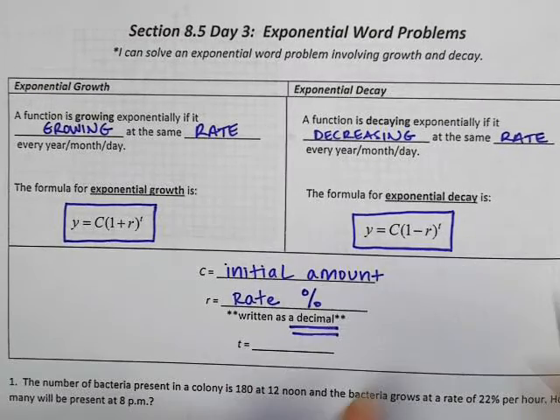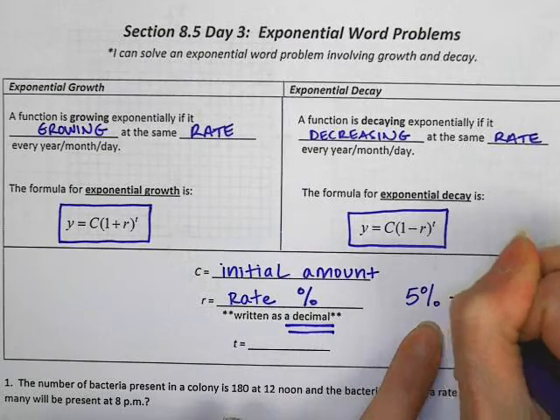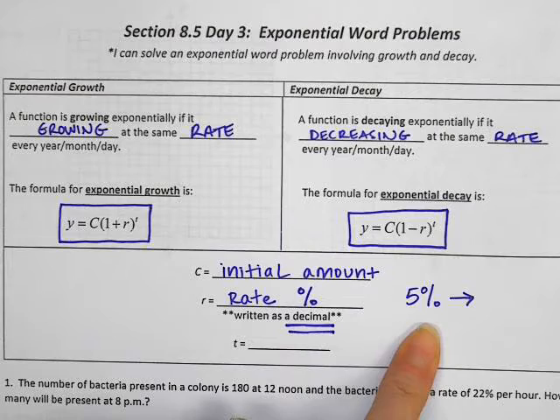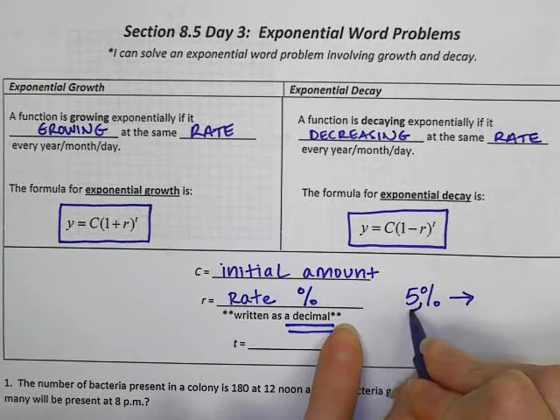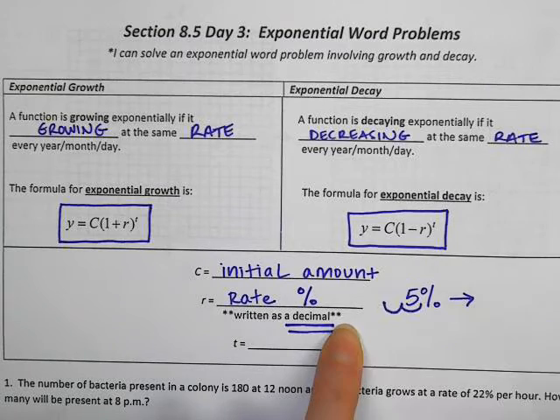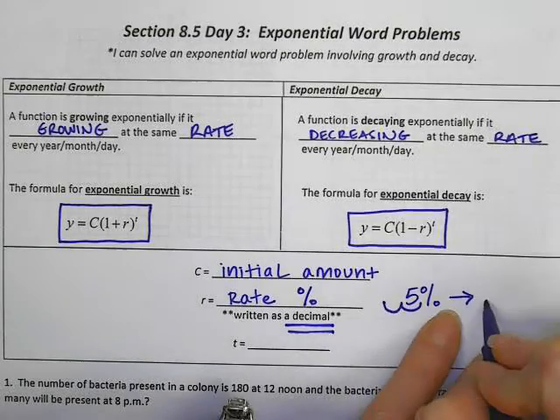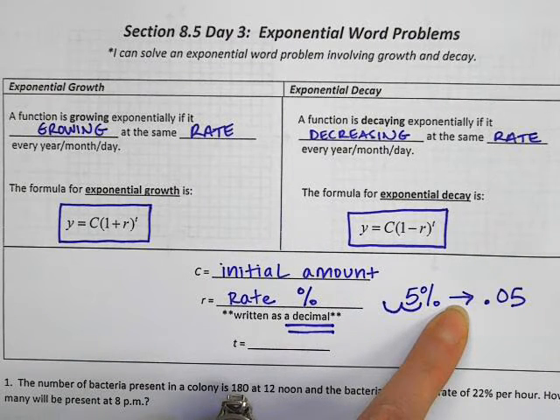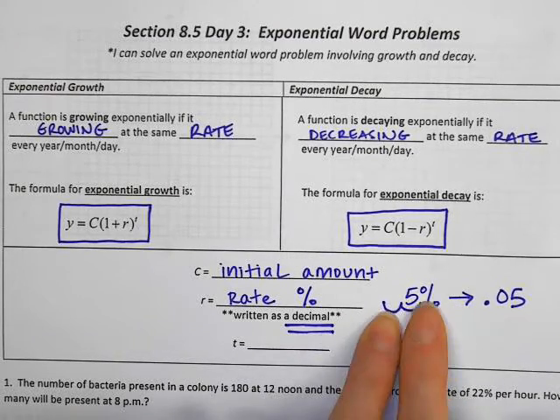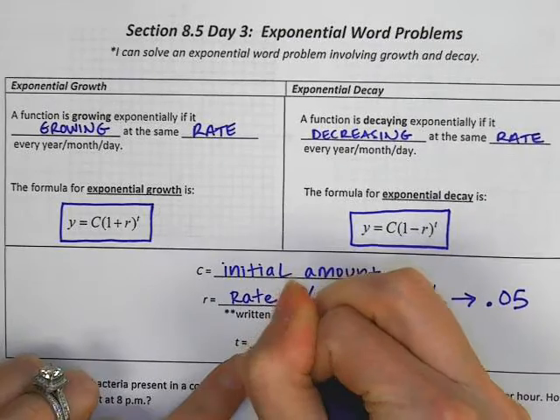Now, let me give you guys an example. How do you write 5% as a decimal? Think back to middle school. You move the decimal 2 spots to the left, and then you add a 0 if you don't have any numbers there. So 5% would really be 0.05. We're going to be doing that a lot, moving the decimal 2 spots to write it as a decimal. And then T is the time.